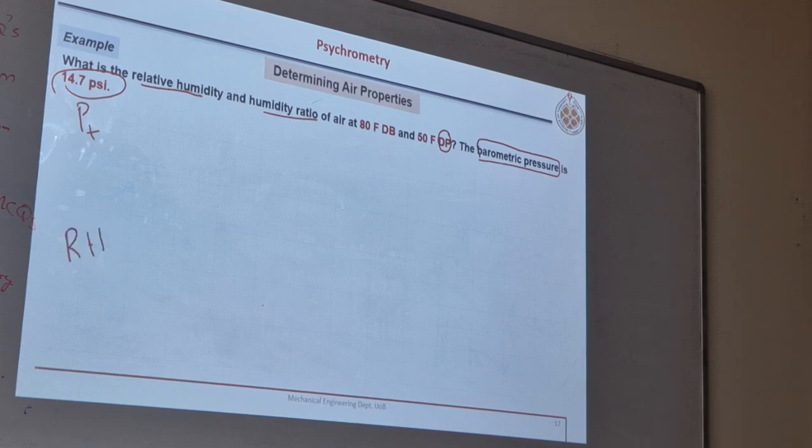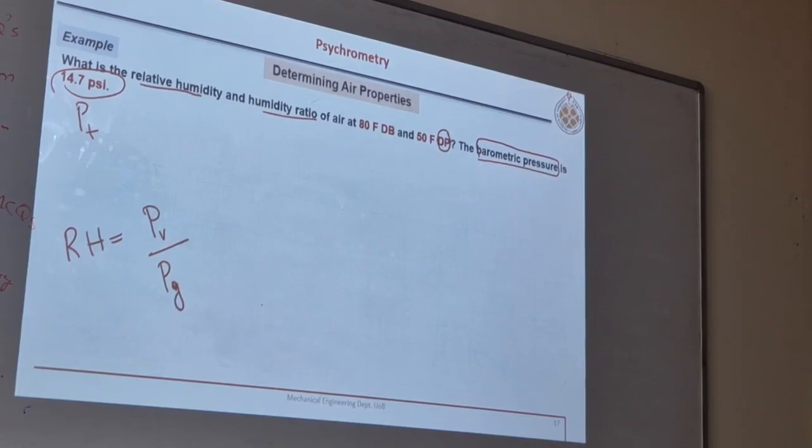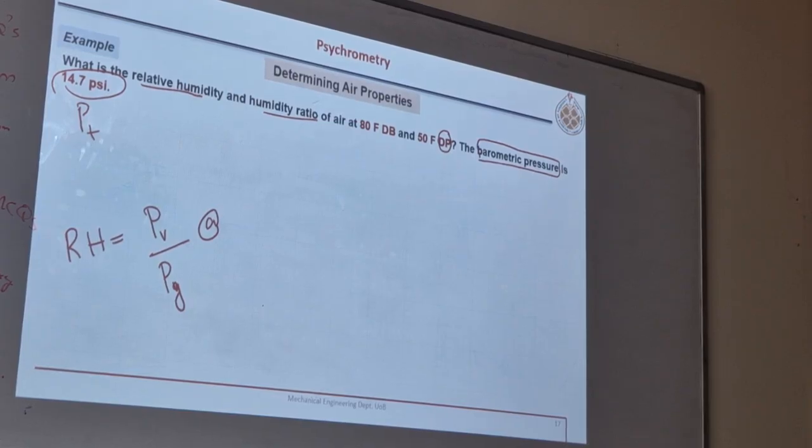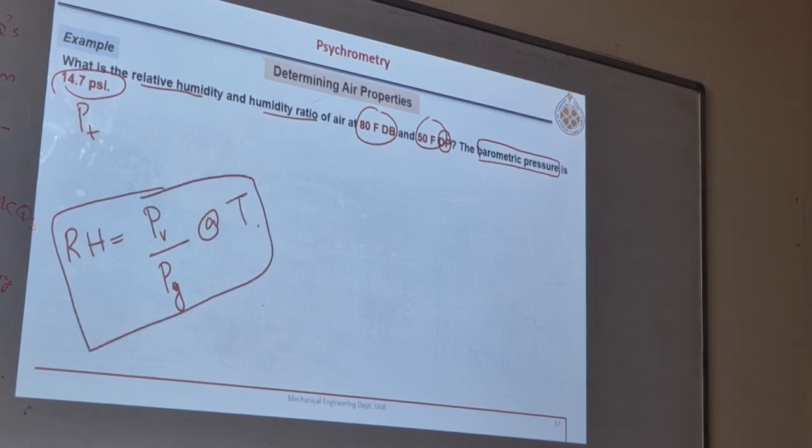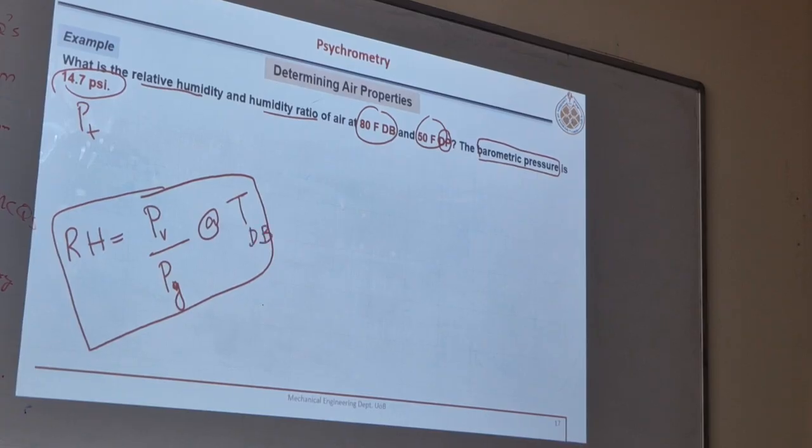Relative humidity is given by vapor pressure, actual vapor pressure divided by maximum, which we represent by Pg when it is saturated. But at the same temperature. Now which temperature, 80 or 50? Which temperature? This is the definition of relative humidity. The first one, dry bulb. Okay, now we need to find out these two.